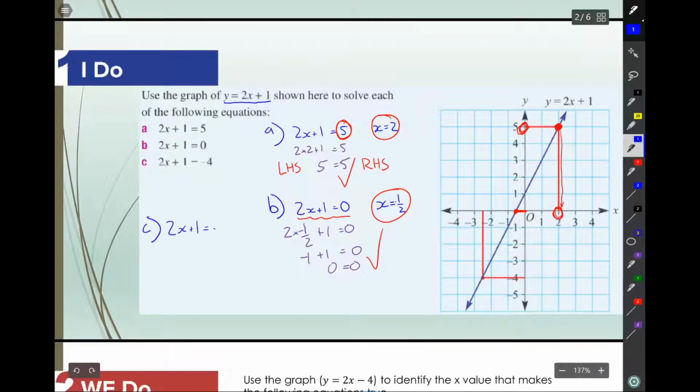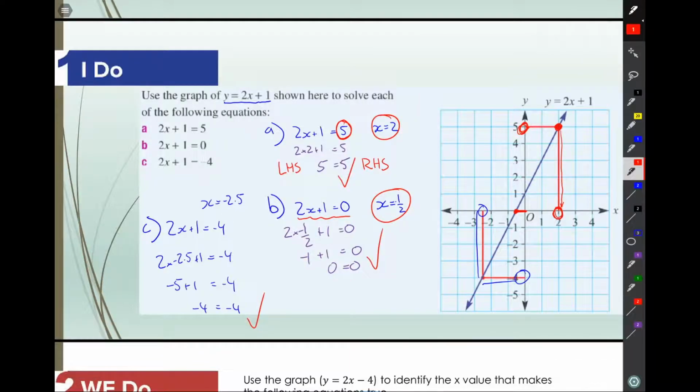2x plus 1 equals minus 4. So we'll do this one a bit quickly. Come to minus 4, we read across to the point, we read down to the value on the x-axis, it's minus 2.5, x equals minus 2.5. Now we can check it just to make sure. 2 times minus 2.5 plus 1 equals minus 4. 2 times minus 2.5 is actually minus 5. And minus 5 plus 1 equals minus 4. So we're sure that this is a valid solution to this equation.